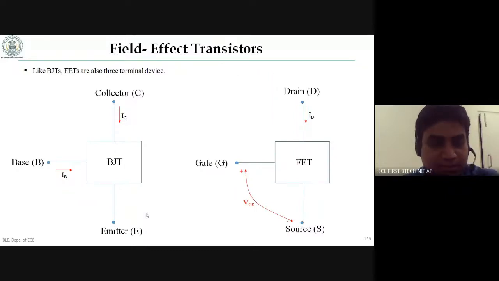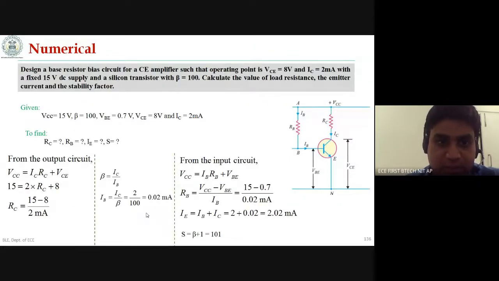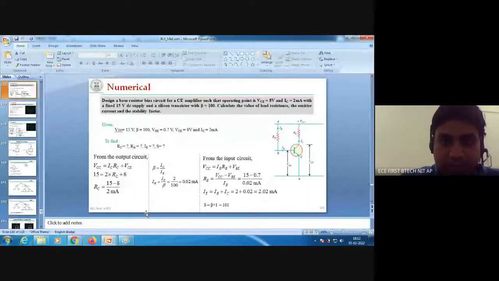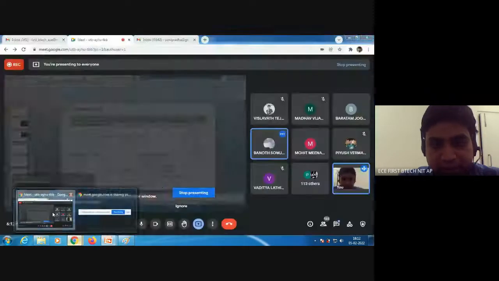So this much for this; we'll study the field effect transistor after the midterm exam. So this is all about today's class. I hope you were able to understand the material.